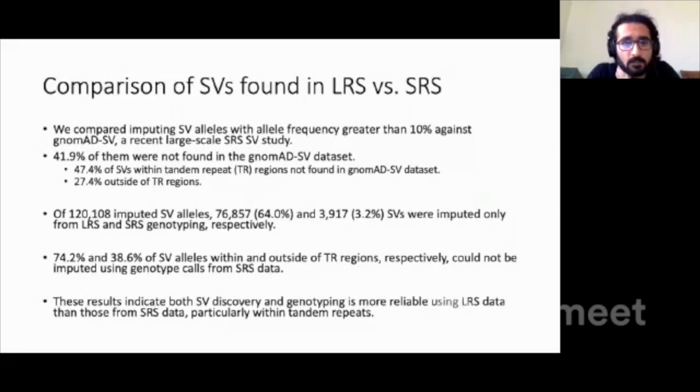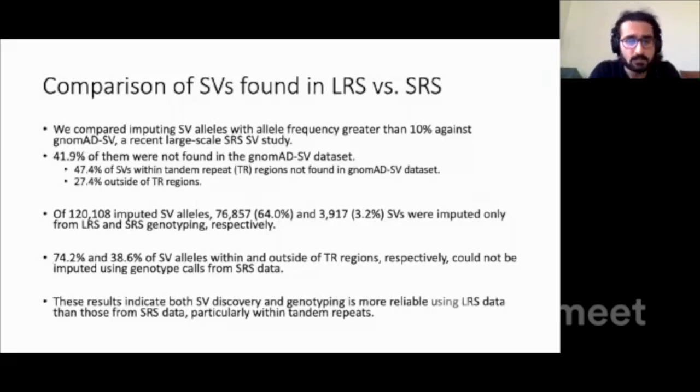And when it comes to genotyping, again, we genotype with both of our tools, LR-Color and GraphTyper. Out of the 120,000 imputed SV alleles, about 77,000 were only imputed from long-read sequencing, whereas only about 4,000 were only imputed using short-read sequencing. Again, the difference in genotyping was quite drastic here, mainly because SV genotyping algorithms have generally required the SV events to be quite exact, whereas we opted for a less exact approach in long-read genotyping.